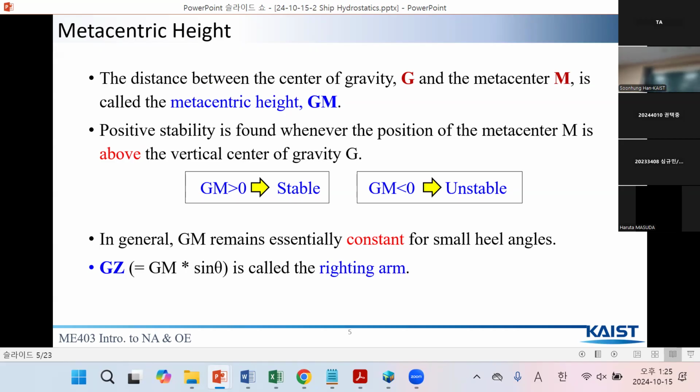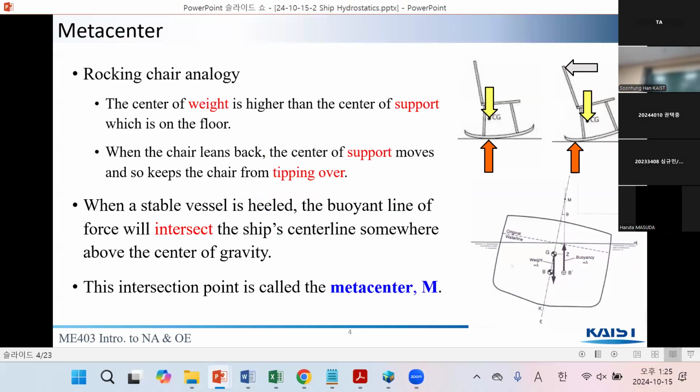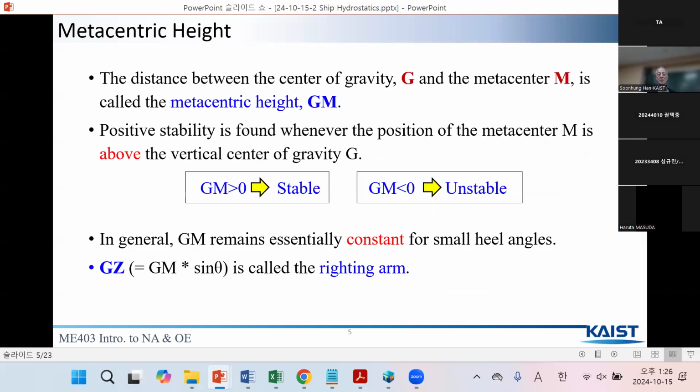And GZ is G-G sine theta. It is calculated when GG is the distance. When you calculate the moment, you need to calculate the arm multiplied by force, right? So the righting arm is GZ. This is the value to be used for the calculation of the righting arm, or restoring moment. This is the righting arm.